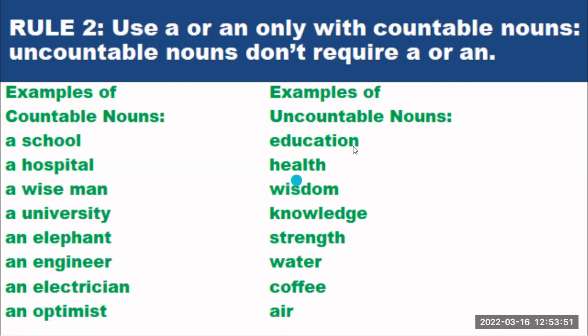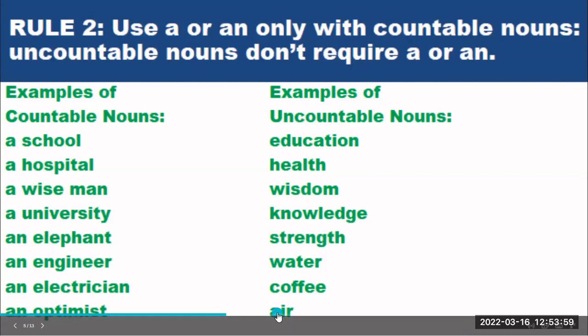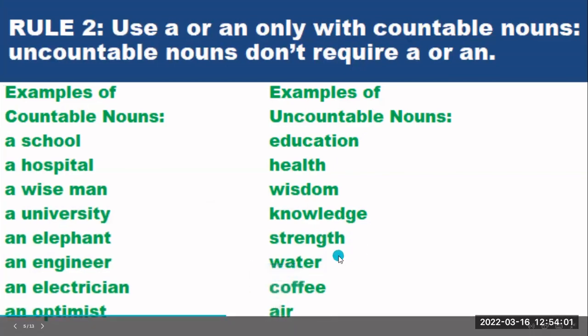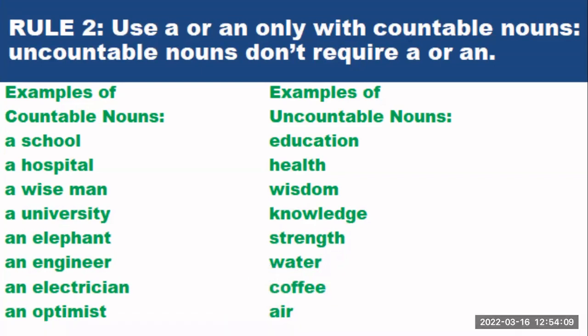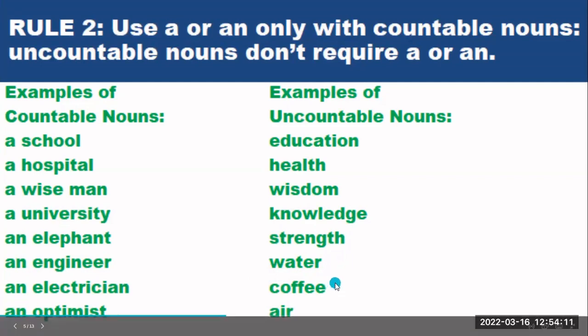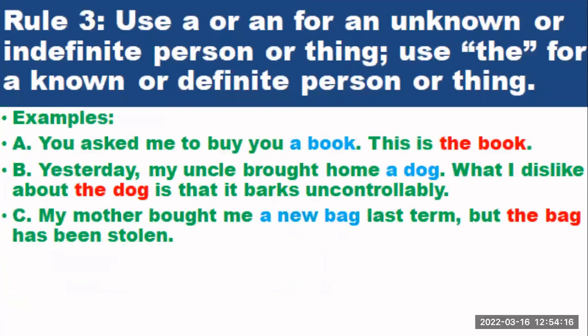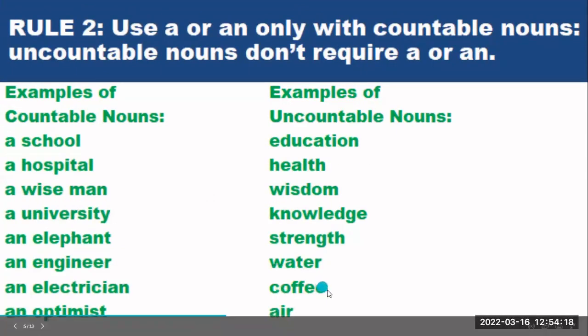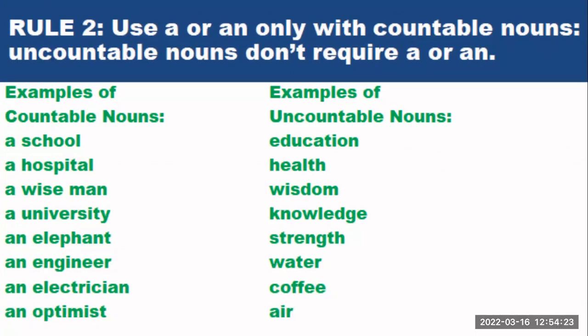You don't use a or an with uncountable nouns like wisdom, knowledge, strength, water, coffee. Of course, in some cases, such as coffee, if you singularize or pluralize it, then you change the meaning, all right? Then it refers to a cup of coffee, no longer the substance, all right?